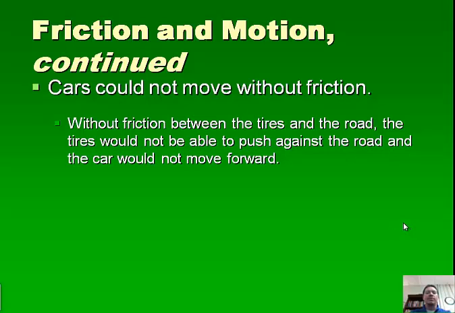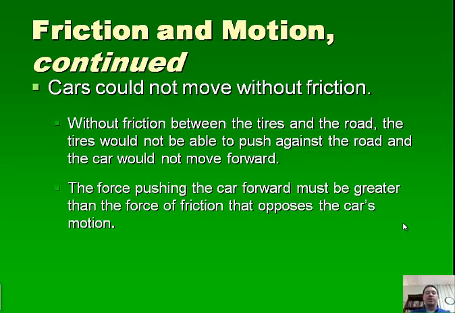So without friction between the tires and the road, tires would not be able to push against the road, and the car would not move forward. Just sit there and spin. The force pushing the car forward must be greater than the force of the friction that opposes the car for the car to move forward. And that's a fairly logical statement.